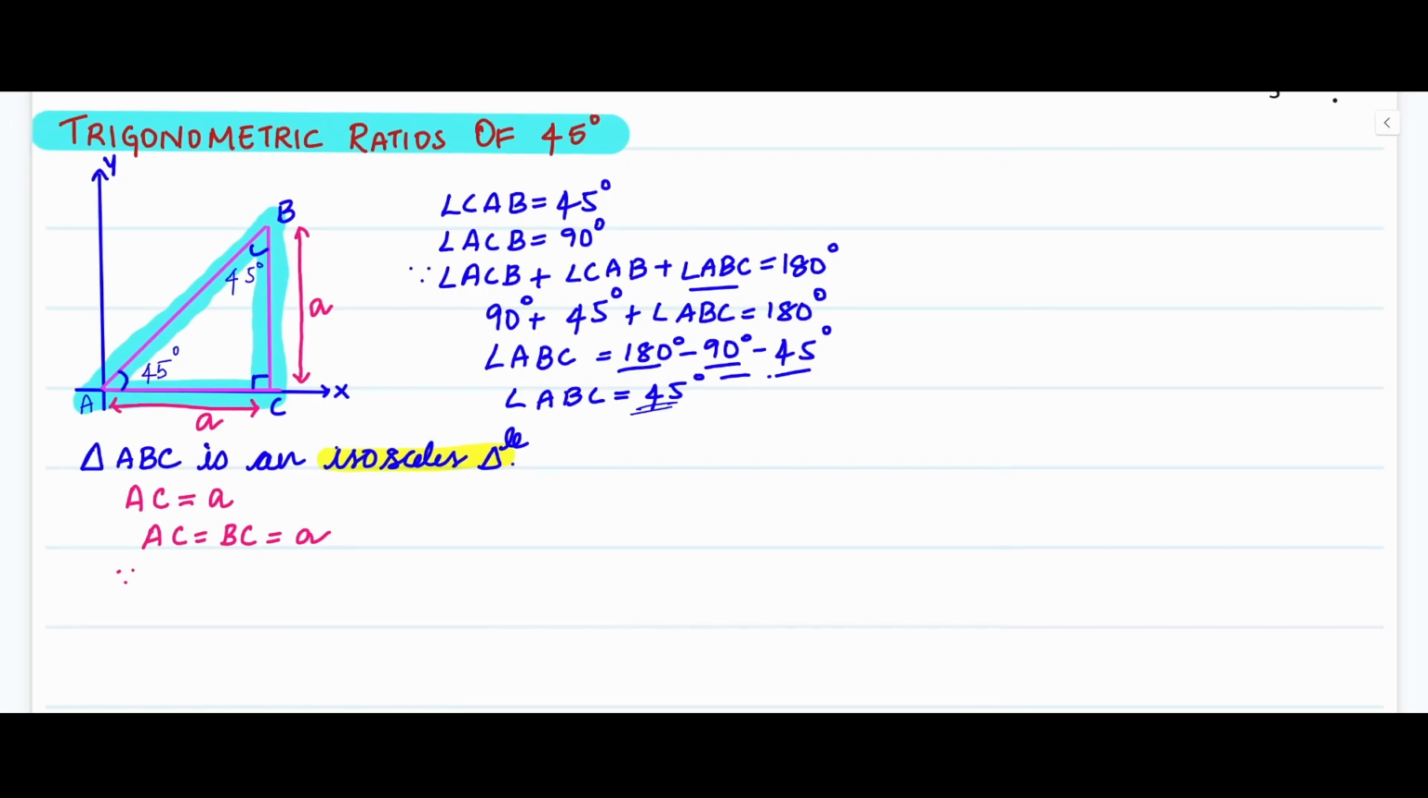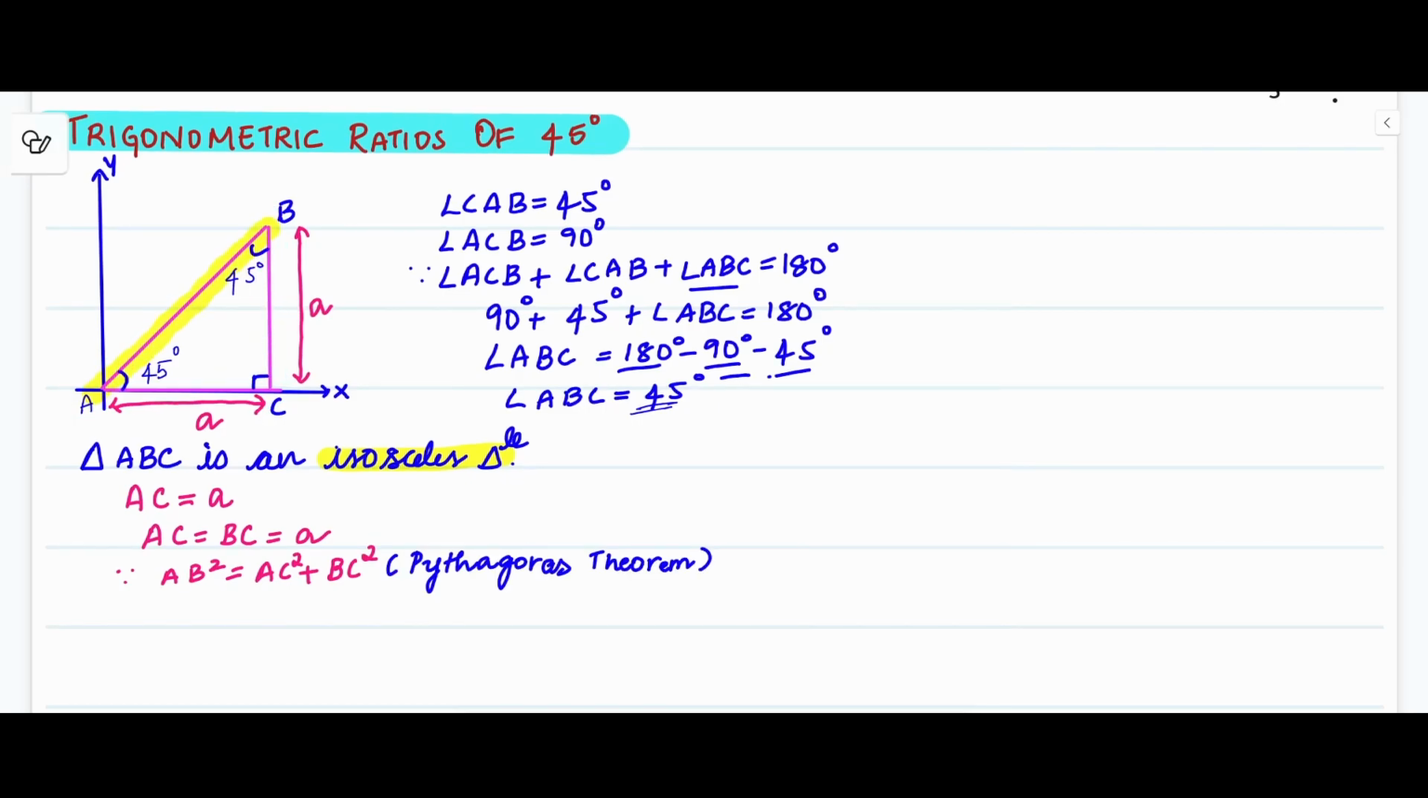That means the length of the hypotenuse side of the triangle, that is AB square, is equal to the sum of the squares of the other two sides of the triangle, that is AC square, which is this one, and BC square, which is this one. So AC square plus BC square. So now in order to determine the length of this side of the triangle, we can rearrange this equation as AB is equal to square root of AC square plus BC square. Now we have the value of AC and BC. That is A. So now we can substitute that and find the answer.